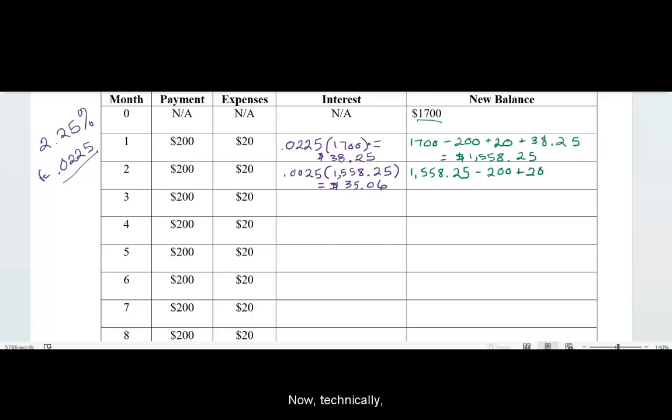Now, technically, you could say, well, isn't that the same thing as subtracting 180? Sure, and you can do that. There are always other ways to do problems, and whatever way fits best for you, you can do that. I'm just going to be consistent and do it the same way I've been doing it. I love consistency for me.